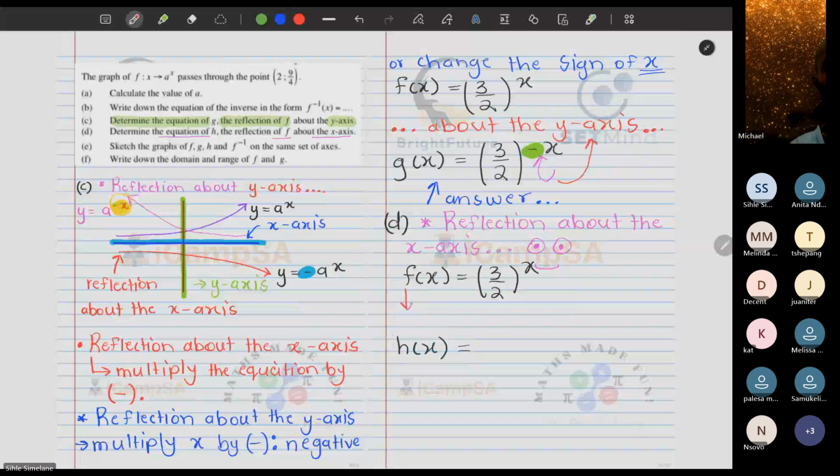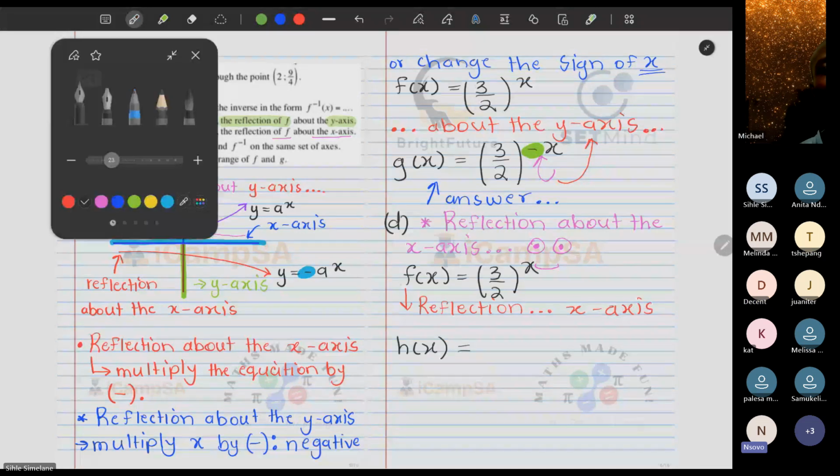Anyone? H of x. It is going to be what? What is it going to be, guys? I can hear someone is unmuted, but they're not giving us the answer here. H of x. Alright, h of x is equal to negative 3 over 2 to the power of x.